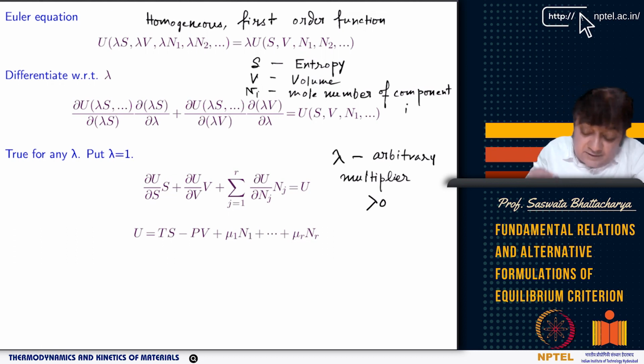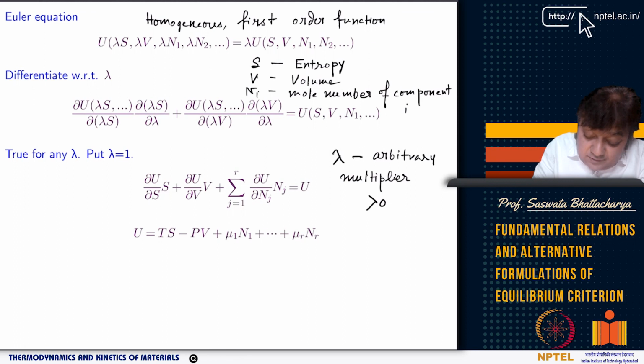Now, here I do something very interesting. Instead of differentiating with respect to S, or with respect to V or N1 or N2, as we have done in general, here we are differentiating with respect to lambda. Now if you do that, using the chain rule, you can write del U, with all these lambda S, lambda V, and so on, and we are differentiating with respect to lambda.